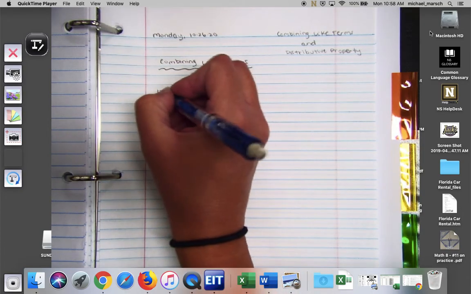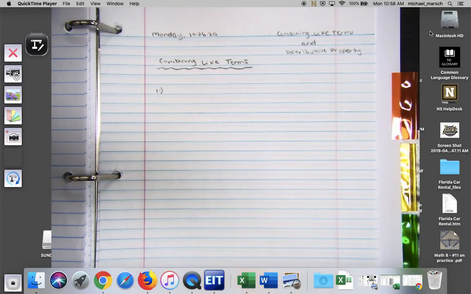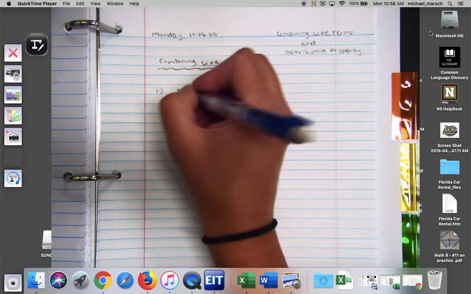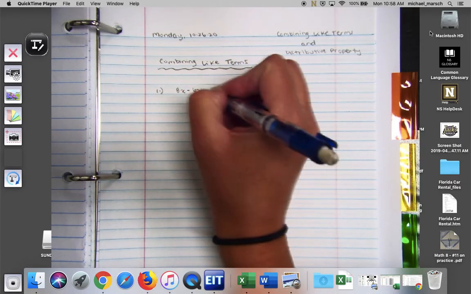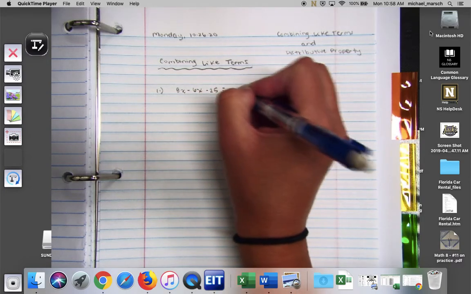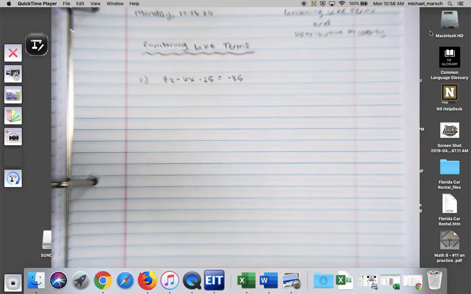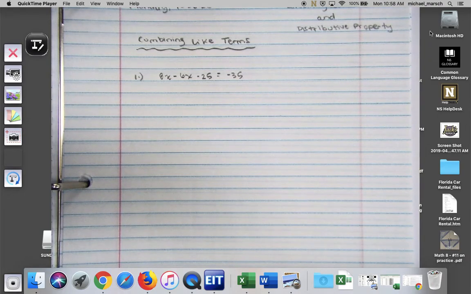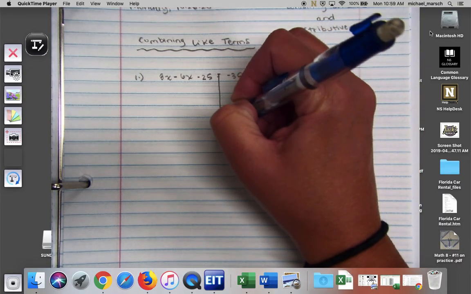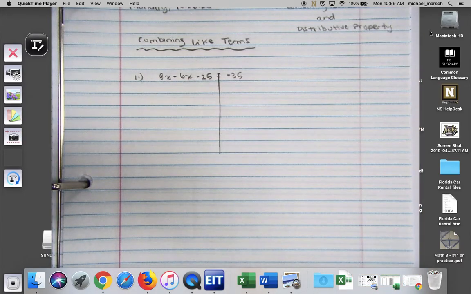So we're just going to solve a few equations where we are combining like terms. So now we have, these are multi-step because it's not just two-steppers. We have a few things we need to do here. So we have 8x minus 6x minus 25 equals negative 35. I'm still going to do my wall of equality. Remember, if you cross that wall, you have to use inverse operations.